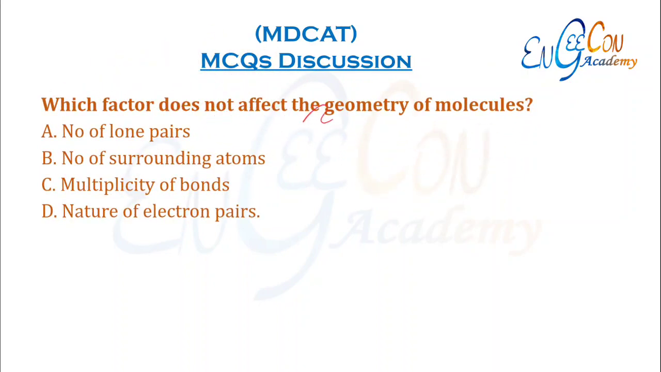Which factor does not affect the geometry of molecules? Number of lone pair affects the geometry. Number of surrounding atoms also affects the geometry. Nature of electron pair also affects the geometry. Multiplicity of bonds does not affect the geometry. VSEPR says that multiple bonds behave like single bonds in determining the geometry. So they can affect bond angles, but they do not affect the geometry.